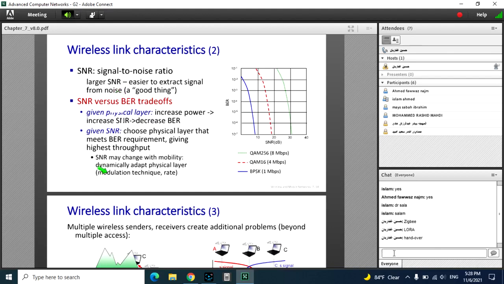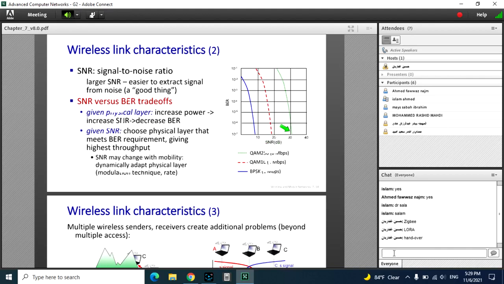We use modulation techniques. For example, here you can see three different modulation techniques: QAM 256, QAM 16, and BPSK. And you can see the transmission range, the transmission rate of these modulation techniques. Okay.